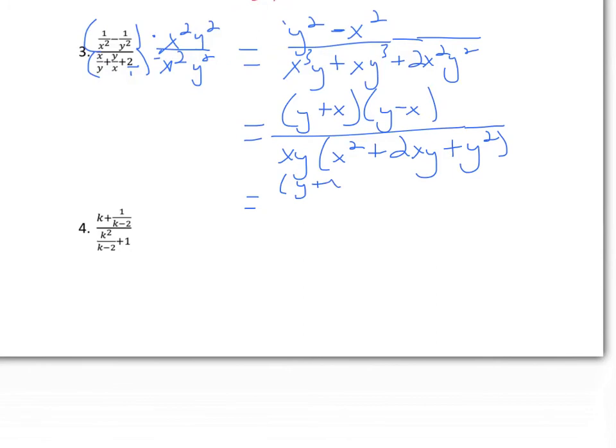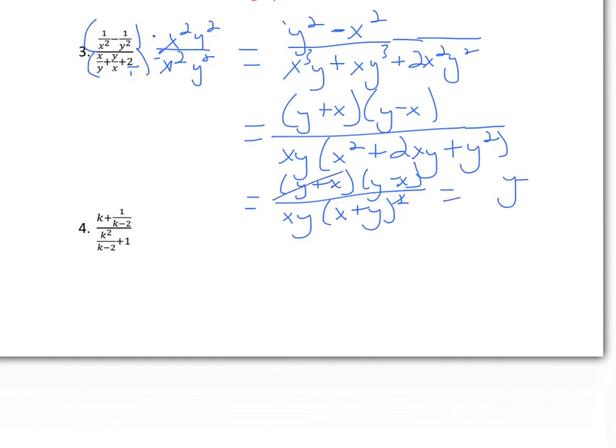We have a y plus x still on top, y minus x, and on bottom we'll have xy times x plus y squared. Okay, double check my math in case you don't see that. Make sure you can factor that down to x plus y squared. Okay, so we'll have 1 x plus y cancel out, and we'll be left with y minus x over xy times x plus y. And that's the final answer to that one.